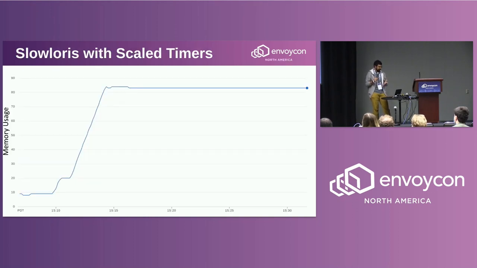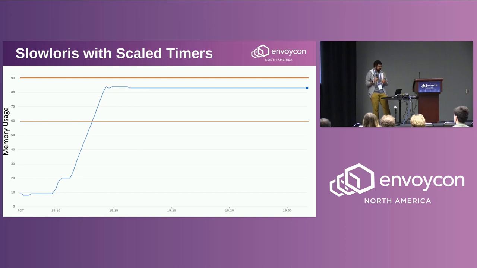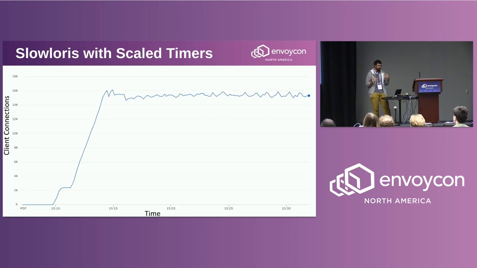So here's the corresponding graph with the memory usage with scaled timeouts. We see, again, there's a sharp rise in memory usage, but it levels off. When we've passed the 60% threshold, that's when we start scaling the timeouts. At 90%, that's when we would have reached saturation. We see that we're scaling the 60-second timeout under the 15 seconds that the attack traffic is using to maintain the connection, so the timeout is somewhat under 15 seconds, and as such, we're able to maintain the proxy up and maintain around 16K client connections.